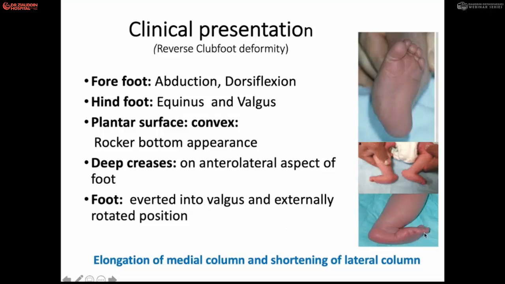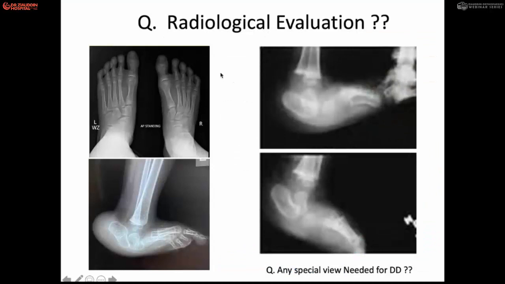We can generally say there is elongation of the medial column and shortening of the lateral column. If you keep this in mind, along with the equinus contracture, it will be easy for you to plan the treatment. And for radiological evaluation, you have to know and see what you are looking for.